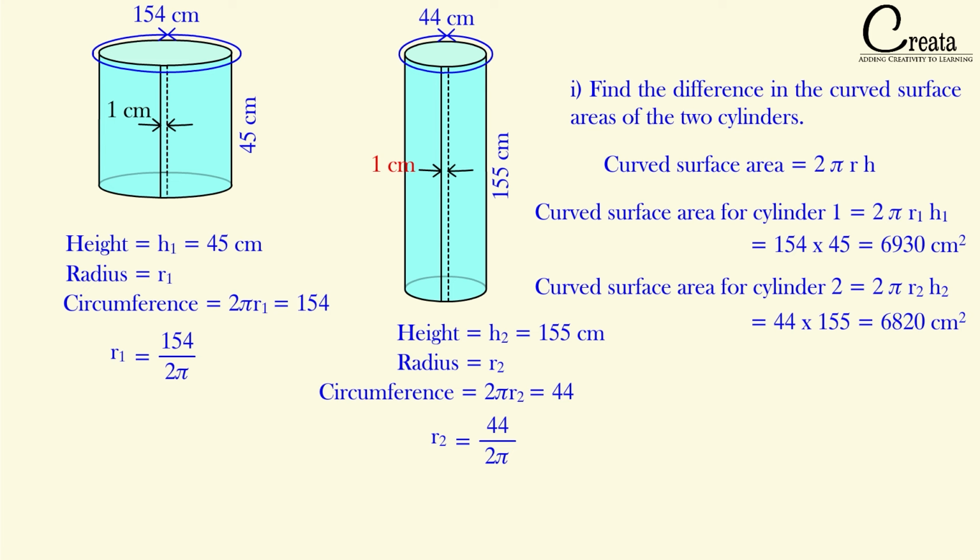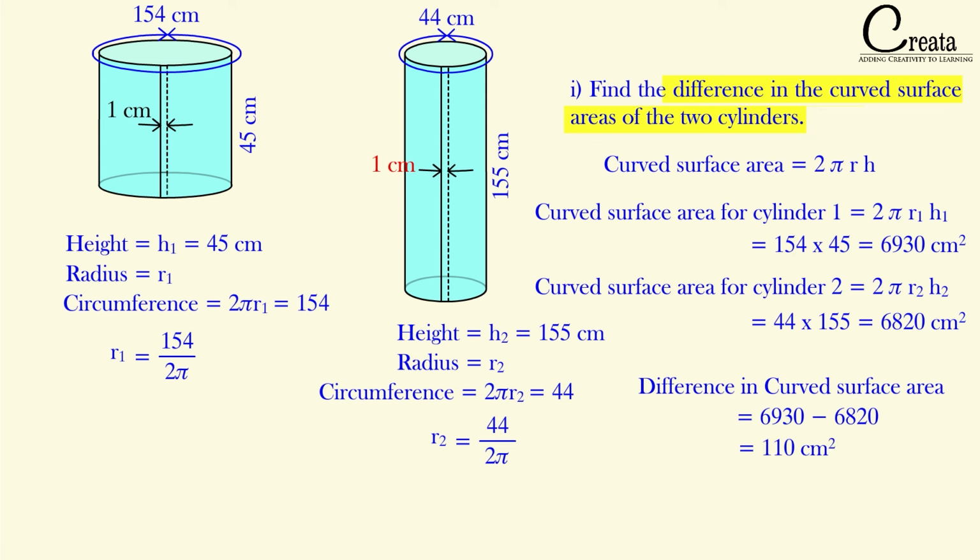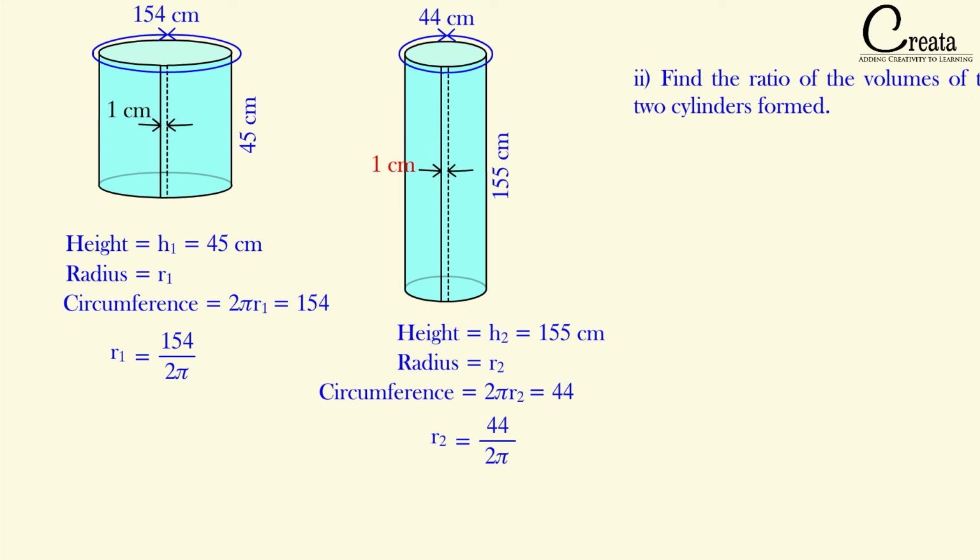And in the first part, we have to find the difference in the curved surface area. Let's do it. 6930 minus 6820. It comes out to be 110 centimeter square. That is the answer to the question, the difference in the curved surface area. Got it? Simple one. Let's go to the second part. In this part, we have to calculate the ratio of the volume of both the cylinders. Okay, let's do it.